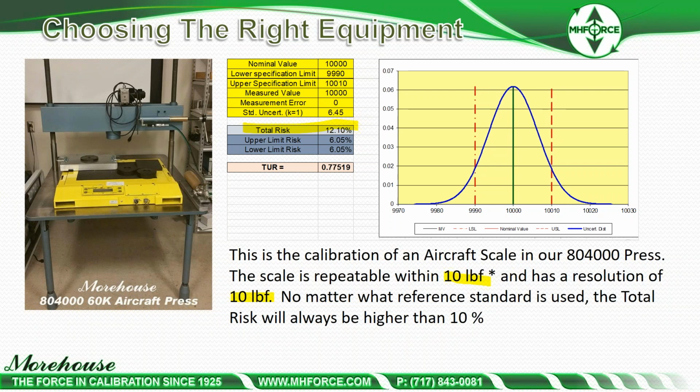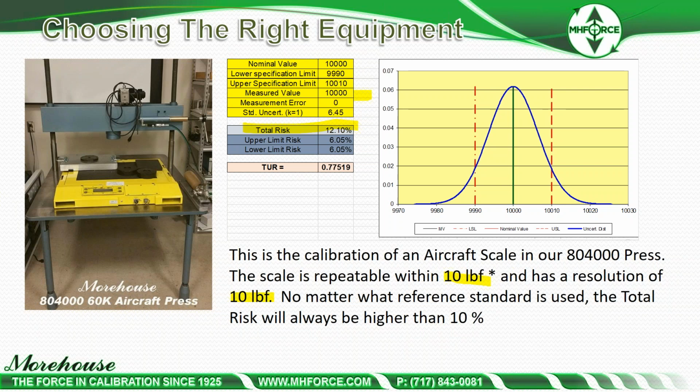What really needs to happen here is the resolution and repeatability need to be reduced, probably by a factor of 2, which means repeatability within 5 pounds and a resolution within 5 pounds. The nominal value measured here was 10,000 pounds. If we shift it to 10,010, we're at 50%, and maybe even a little more depending on how that goes on the graph.